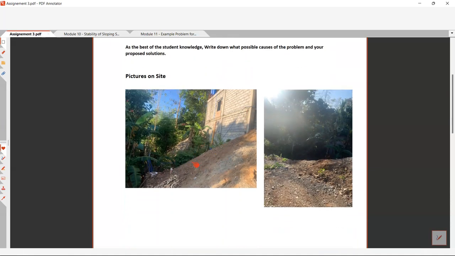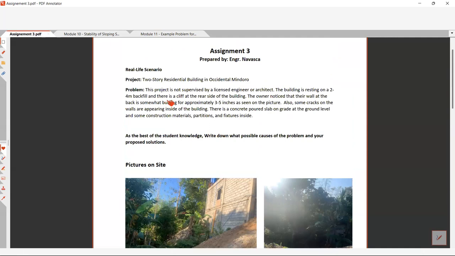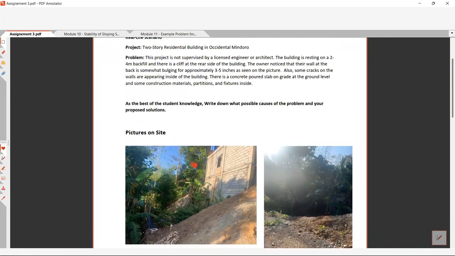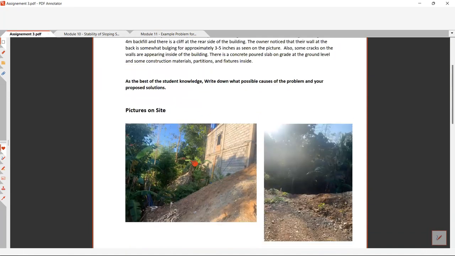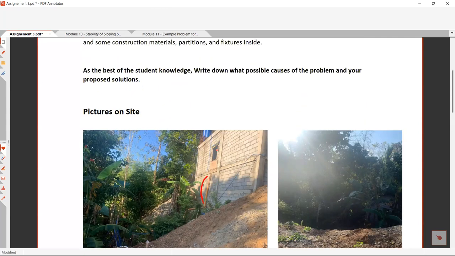Kunyari, nakikita nyo to? This one? So approximately daw, yung backfill daw niyan is 2 to 4 meters. Okay. And the owner noticed that their wall at the back is somewhat bulging for approximately 3 to 5 inches as seen in this picture. Okay, so eto, somewhat CHB wall is bulging for 3 to 5 inches.